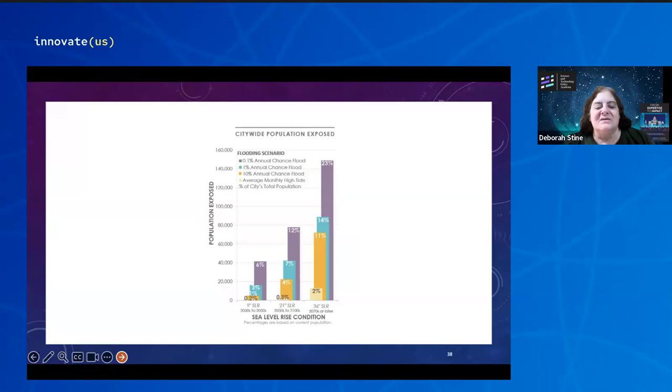And then this is also another good way, I think, to explain it: they're talking about the citywide population that is exposed to it. And so you'll see again, they have variations here, based on uncertainty, for the likelihood of flooding and how much of the population is exposed.